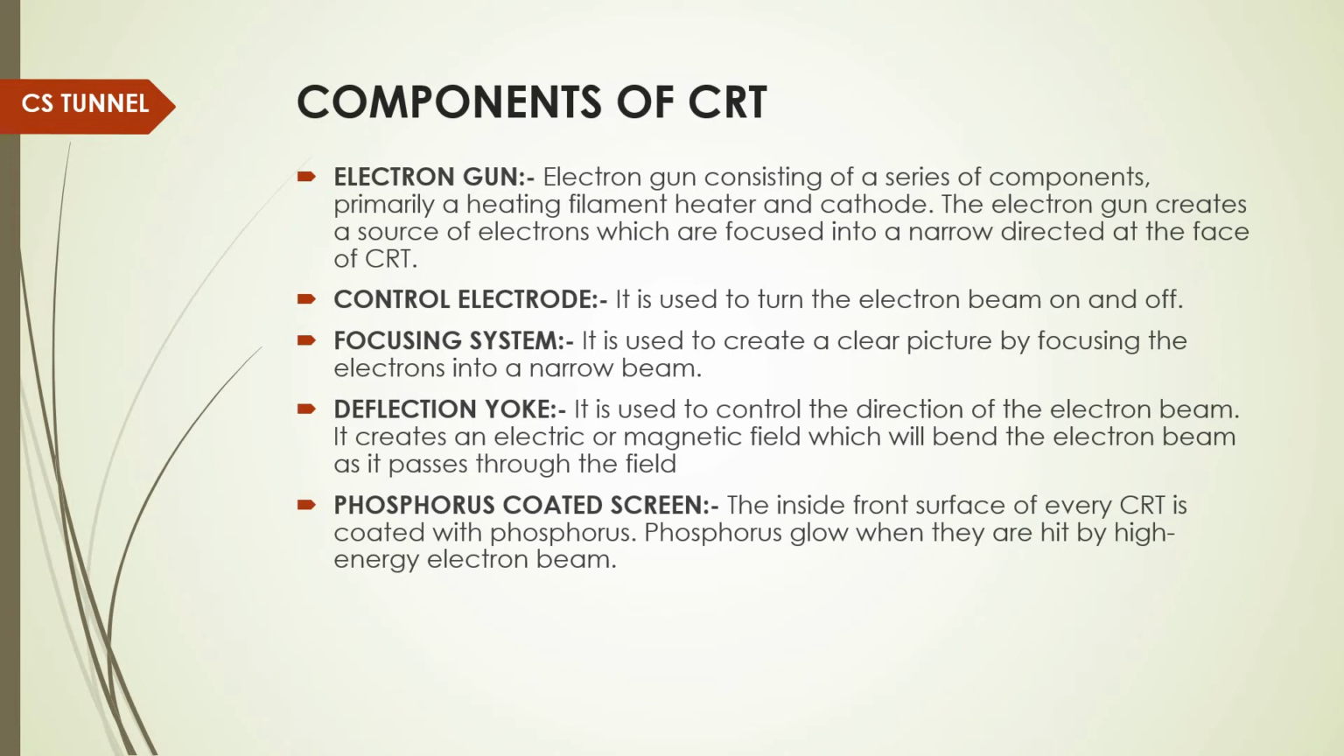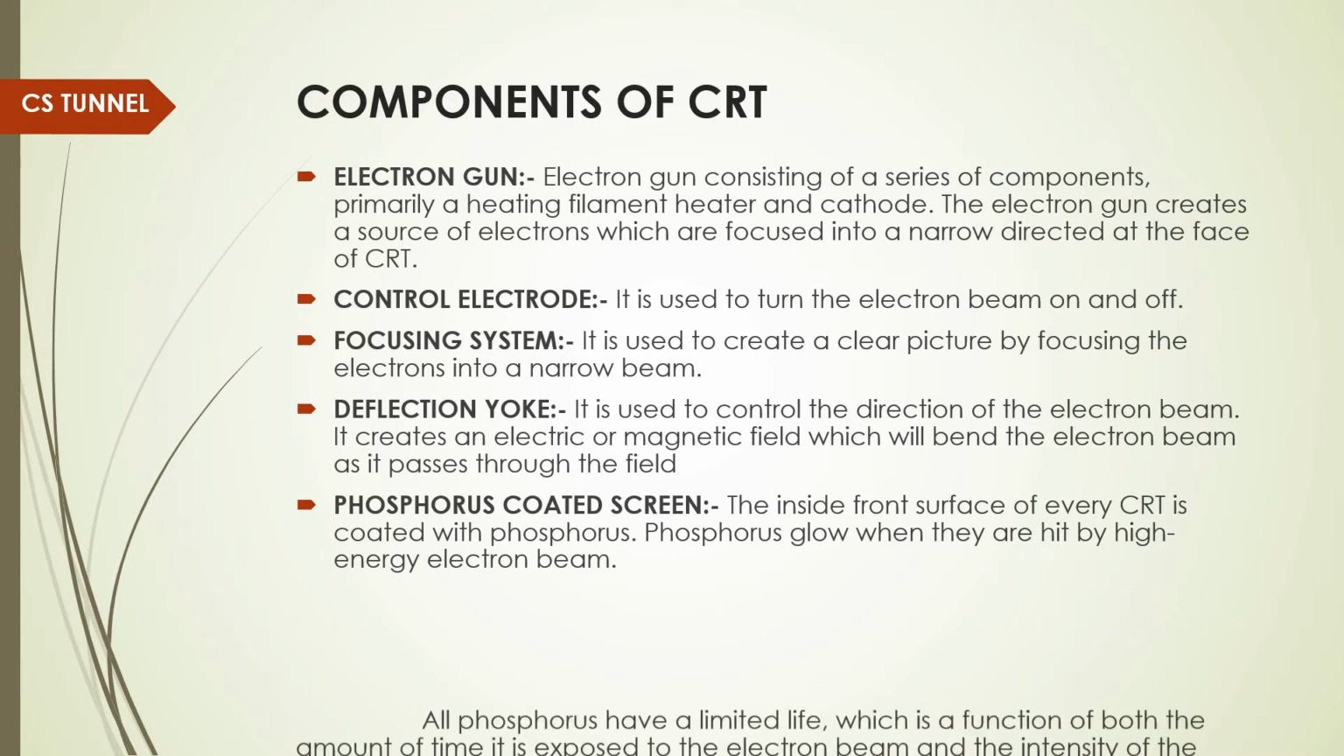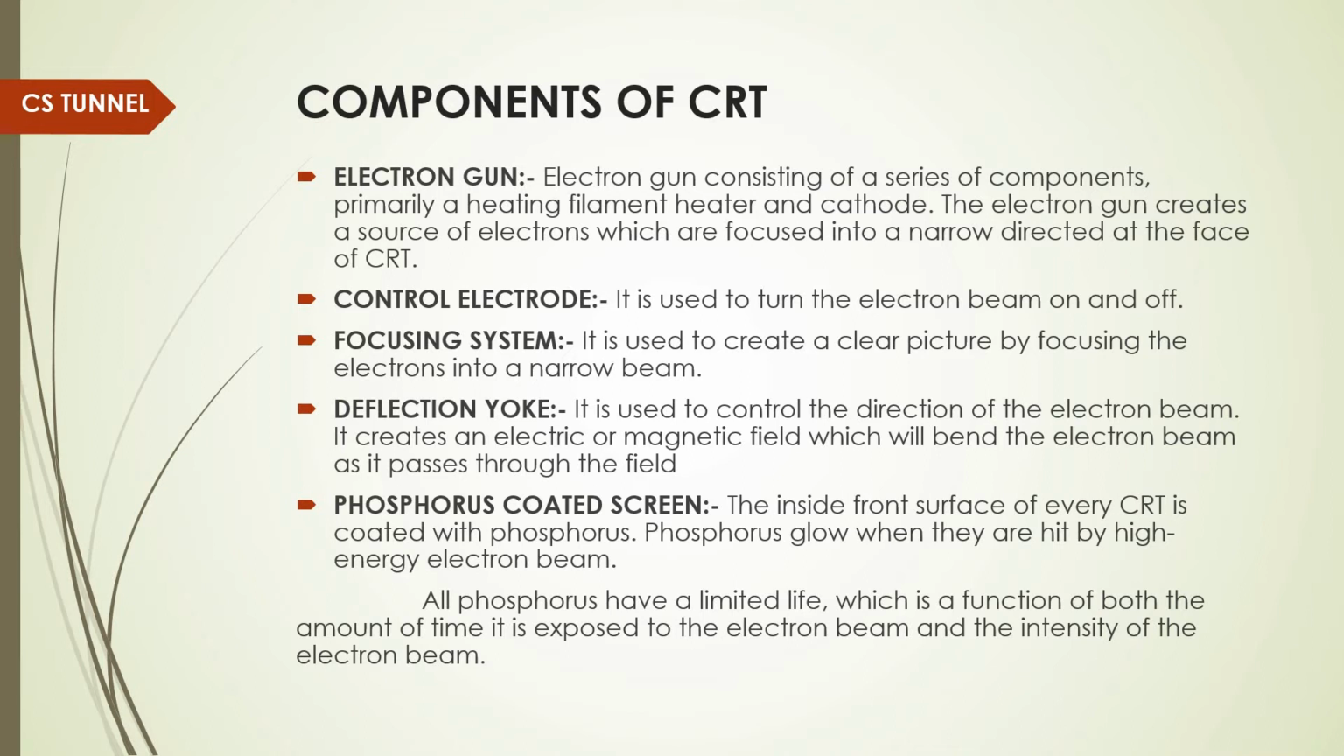The most important part of a CRT is the phosphorus-coated screen. The inside front surface of every CRT is coated with phosphorus. Phosphorus glows when it is hit by a high-energy electron beam. All phosphorus has a limited life, which is a function of both the amount of time it is exposed to the electron beam and the intensity of the electron beam.